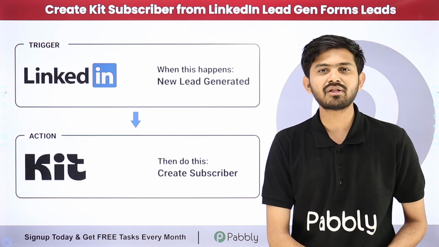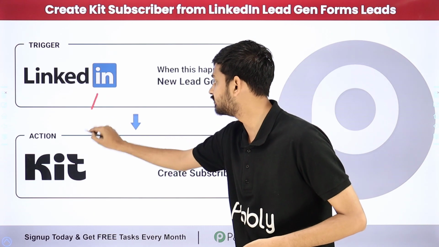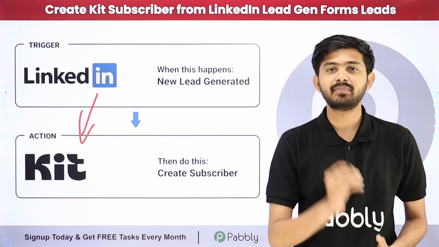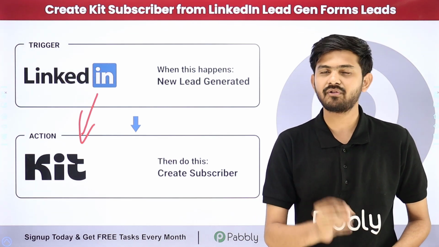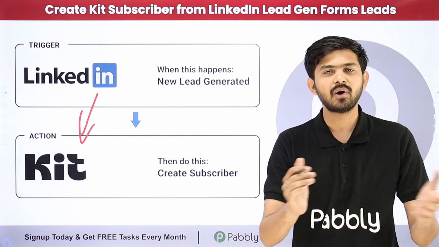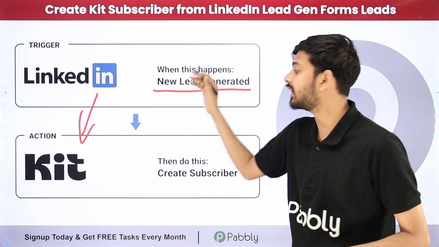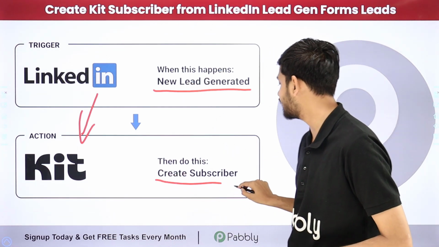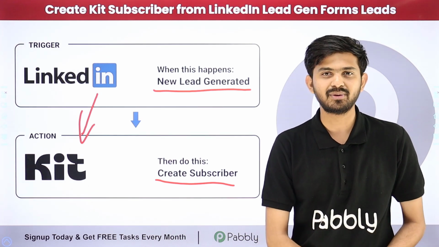I want to do this automatically, and for that I need to build a connection between LinkedIn lead gen forms and Kit. I'm going to build this connection with the help of Pabbly Connect, an amazing software for automation and integration. Whenever I receive a new lead through my LinkedIn lead gen form, Pabbly Connect will use that lead's details to create a new subscriber in Kit. So how am I going to build this connection?